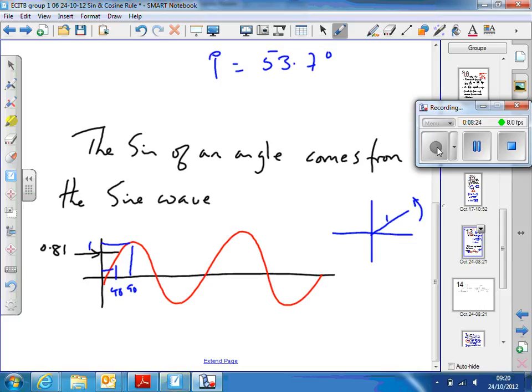So if I go along to here and down, that would be 53.7 degrees. However, if I carry on to here, there is another angle that has the sine of 0.81. If you look at the symmetry of this wave, 53.7 degrees is here. Let me just rub these out because it's confusing the diagram a bit. That's 53.7 degrees. What would this be?